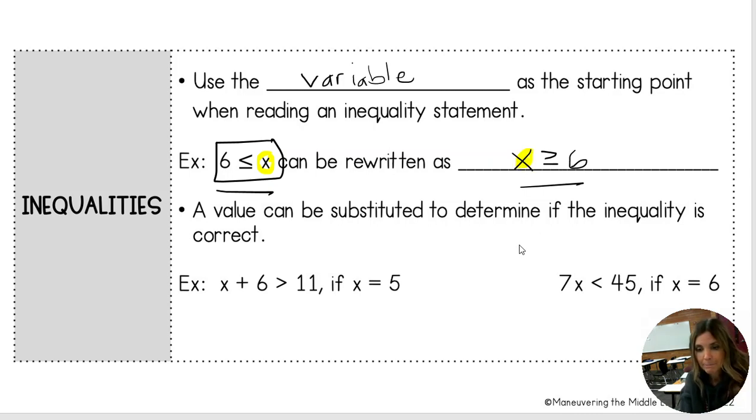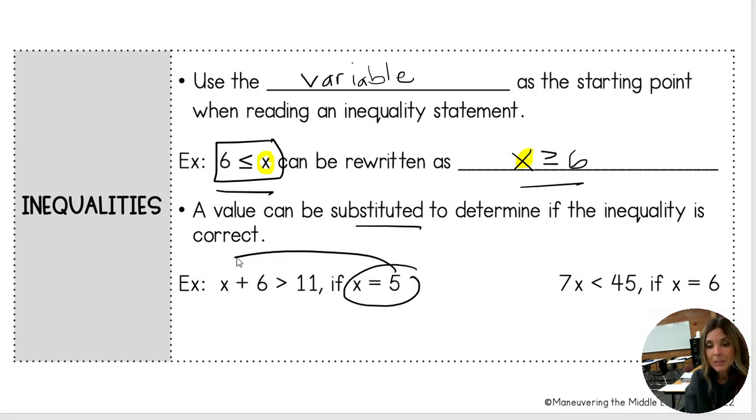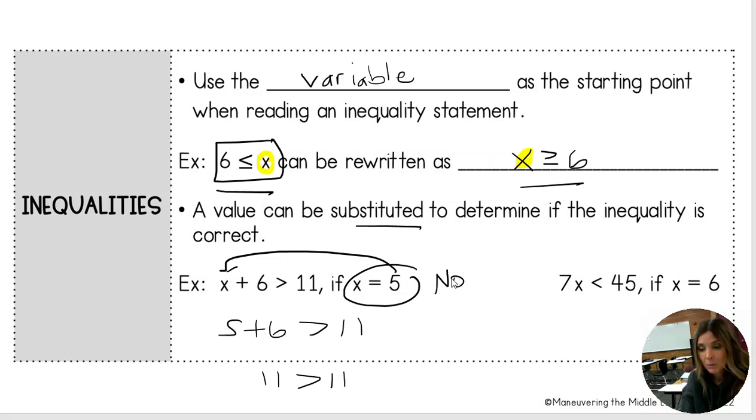And then the last thing we need to talk about for this slide is you can substitute a value in to see if it makes the inequality true or not. And if it does, it's part of the solution set. So if I substitute 5 in for the x, 5 plus 6 is 11. 11 is not greater than 11. So we would say no, 5 is not a solution.